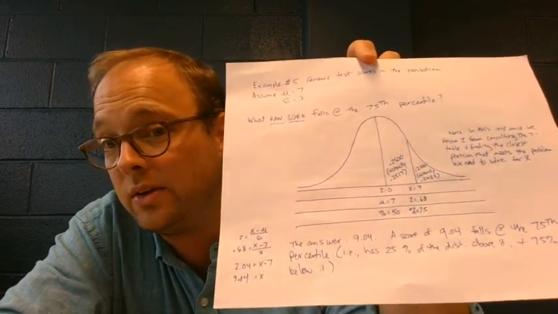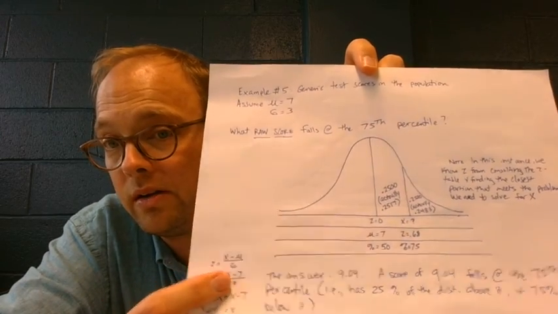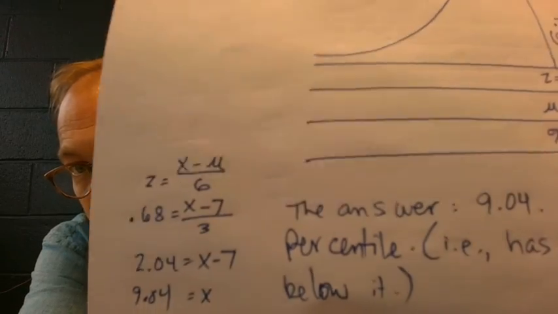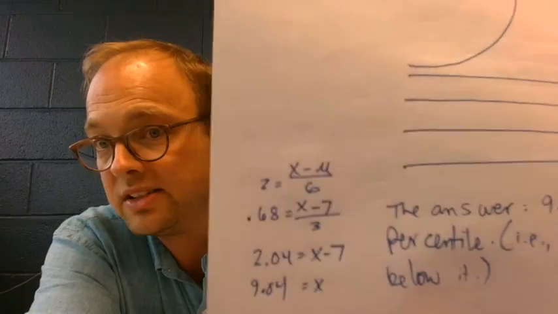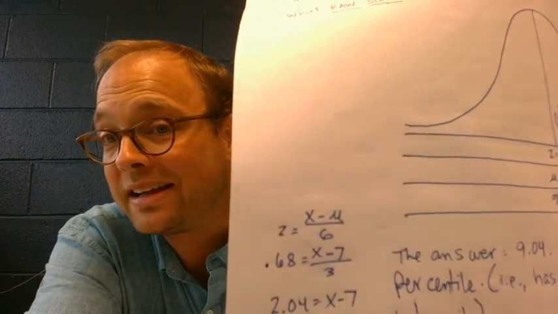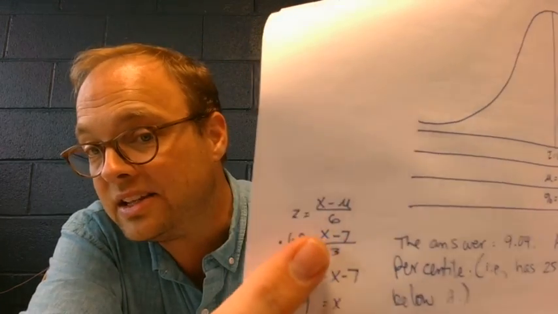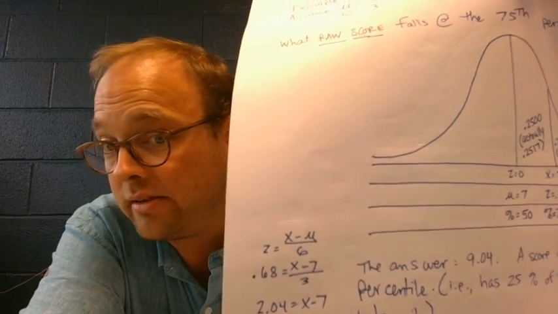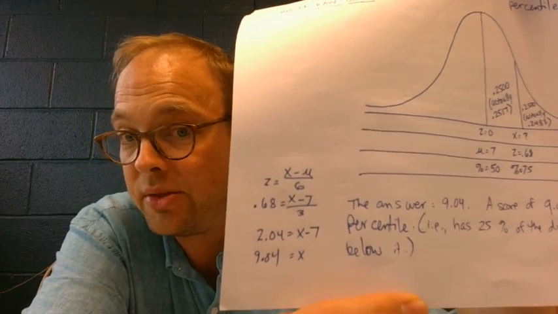So you know what we can do now? Go over here to our calculation. Z equals x minus mu over standard deviation. That's been the same all along, right? Except now we're not solving for z, we're solving for x. We know what z is. Z is 0.68. So 0.68 equals x minus 7 divided by 3.